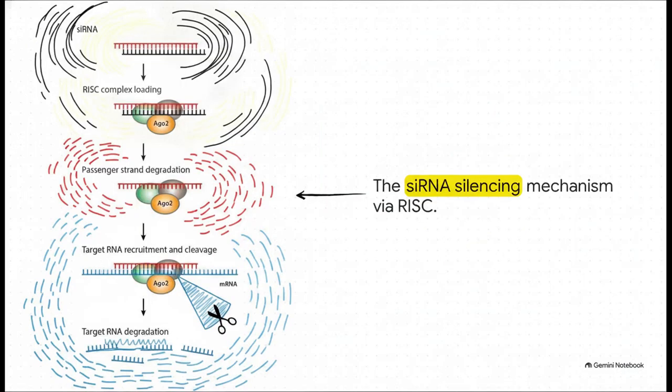Let's zoom in on one of the most powerful tools we have, siRNA, or Small Interfering RNA. This is a highly specific, double-stranded molecule, usually about 21 to 23 nucleotides long. It enters the cell and loads into the RISC complex, specifically interacting with an Argonaute protein called AGO2. The complex cleverly degrades the passenger strand of the siRNA, holds onto the guide strand, and basically uses it like a homing beacon or a molecular hitman to find the complementary target mRNA, cleave it, and stop that harmful protein from ever being made.